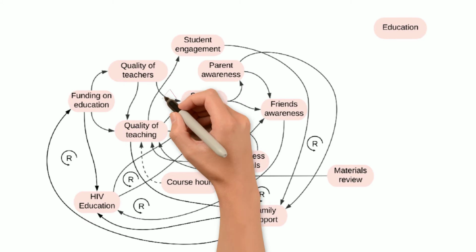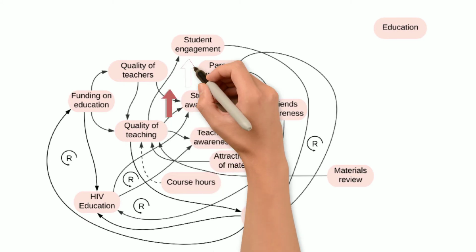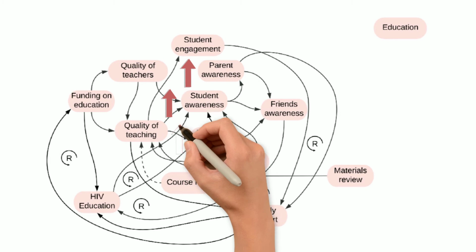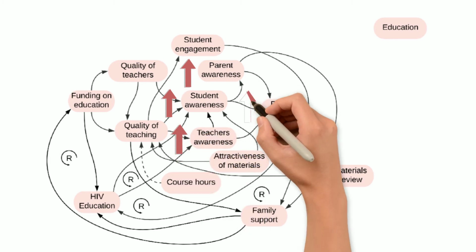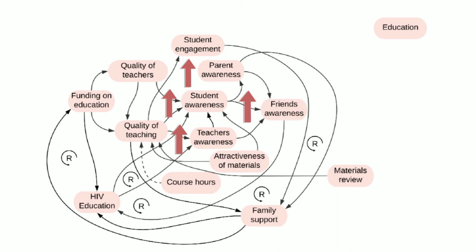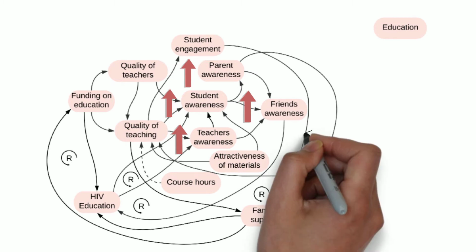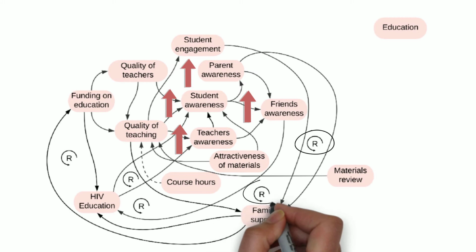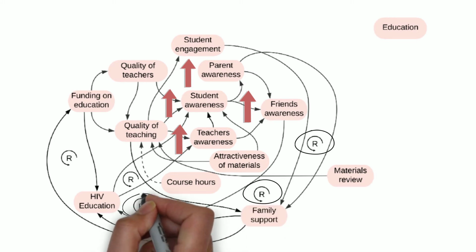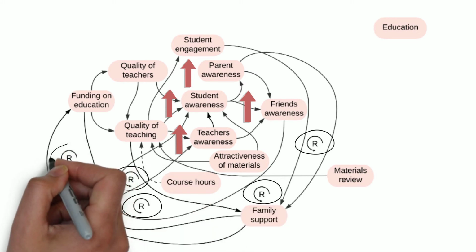Specifically in the education sector, an education program will increase the awareness of students, parents, teachers, and friends, and thus positively affect their behaviors, sexual or otherwise, and thus reduce the incidence of HIV in the general public. In addition, there are many reinforcing loops, which indicates that by implementing the intervention in this sector, we will be very likely to get affirmative results.